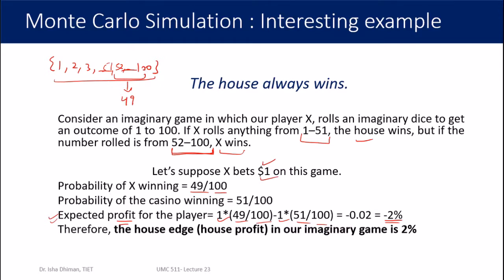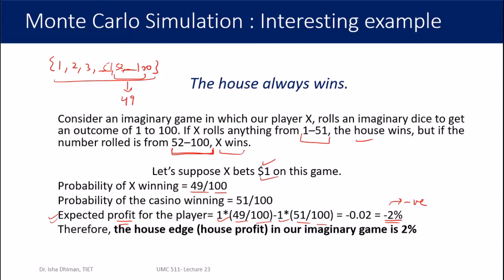And it's turning out to be negative, you can see. Negative profit means a loss. So that's why the house is always going to win. Right? That's the meaning of the house always wins, because whenever you compute the expected profit for the player, it's always negative. We know from game theory that in a two-person zero-sum game, whatever one person wins, the other person loses the same amount. So if player X is losing 2%, that means the house is gaining 2%. So X is always losing and the house is always winning.